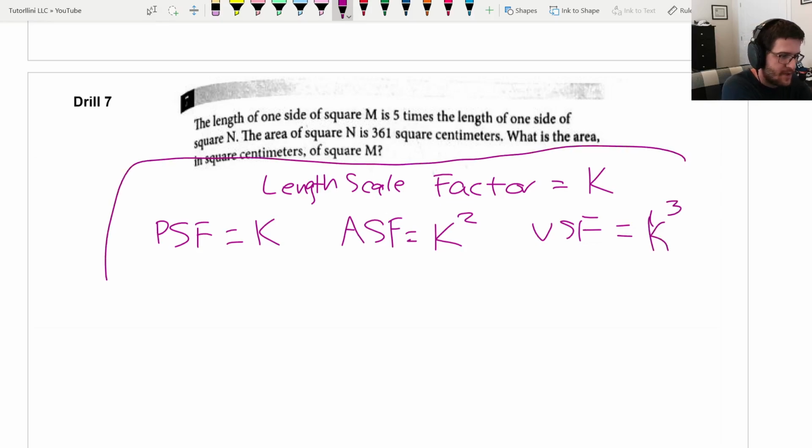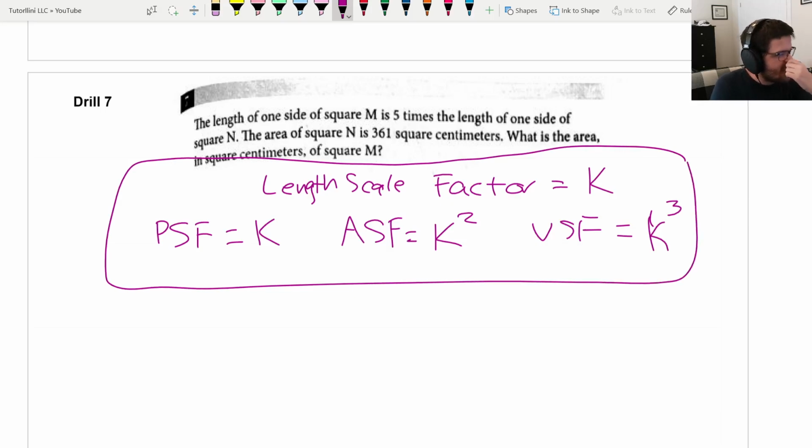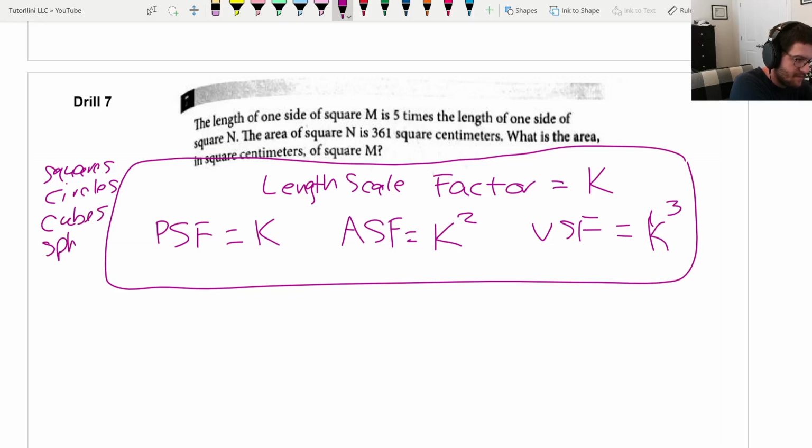This is something you want to understand. You might be thinking, Kyle, this only applies for similar shapes, and they didn't tell us it was similar. Well, they didn't have to. There are 4 shapes that come up on the test that are always similar: squares, circles, cubes, and spheres. If you see any of those shapes, they don't even need to tell you it's similar. Think about it, right? A circle, even if you change the radius, has the same shape. So it's similar.